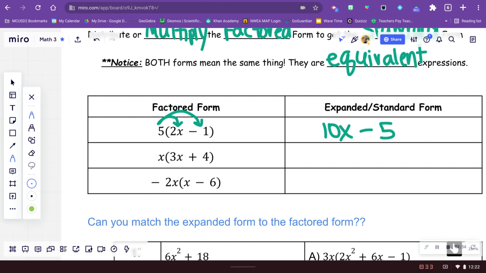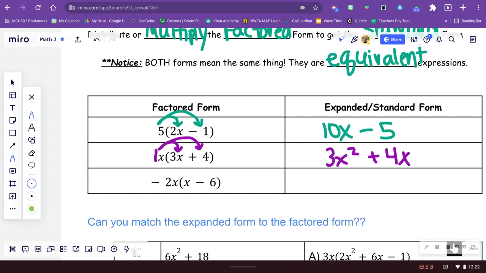Okay, so next example, notice now we have a variable out front. We've got that x in front, so we're going to multiply everything by x. So x times 3x. Well, I know if there's not a number in front, it's an implied 1. So 1 times 3 is just 3. And then x times x, that's where we get the x to the second. And then multiplying the x times 4 gives me plus 4x. So notice this time, in standard form, both terms have an x in them, and that's because we distributed it to both terms.